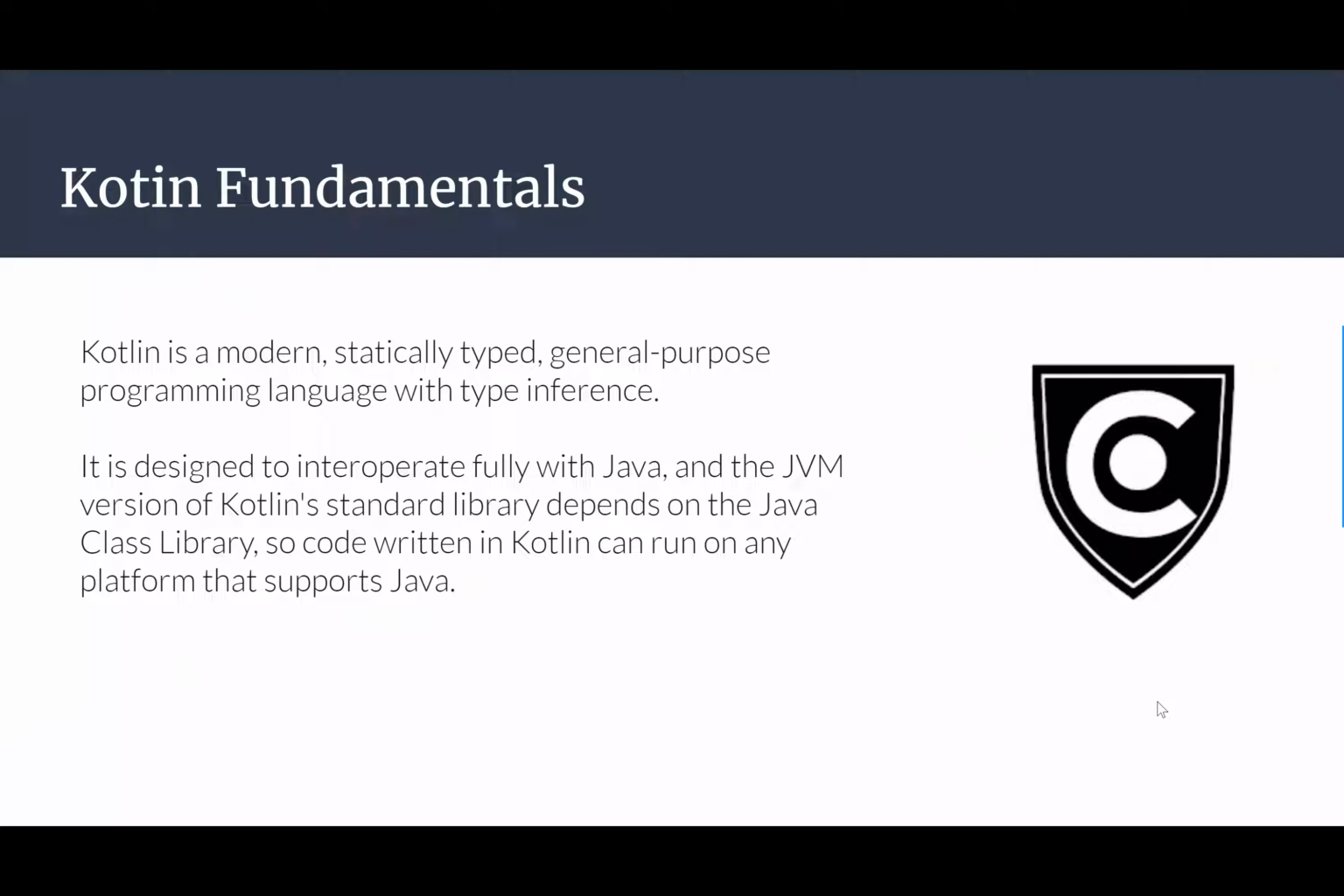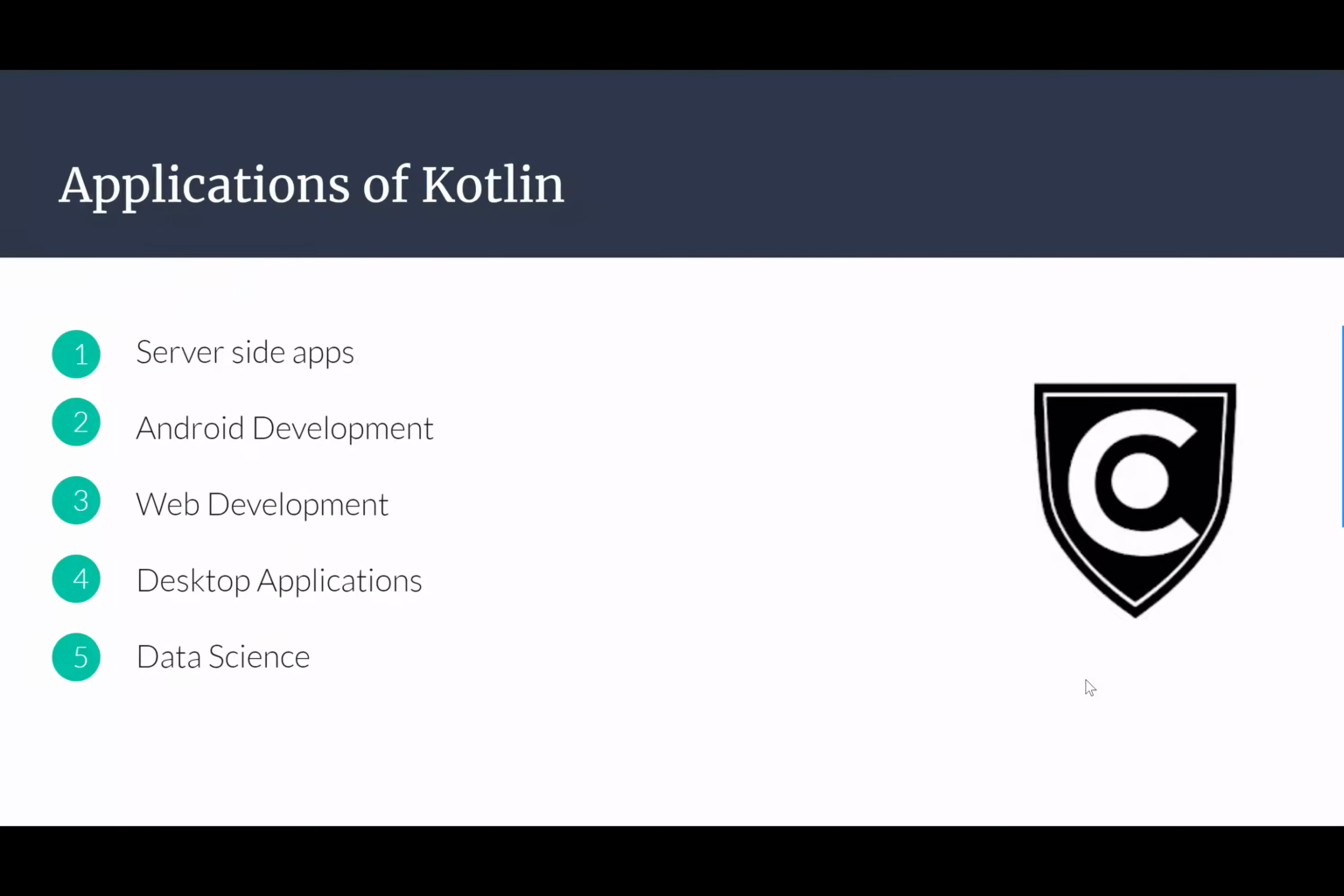Kotlin, my friends, is a modern programming language that runs on the Java virtual machine. It is used primarily for Android app development and offers concise syntax and interoperability with Java. Here are some applications of Kotlin. Kotlin is not merely used for Android app development, it can also be used for server-side applications, web development, desktop applications, and data science.